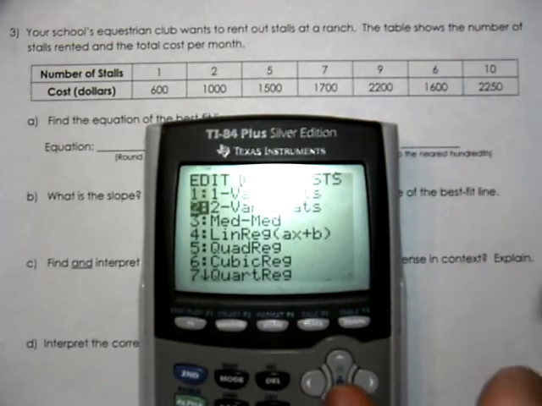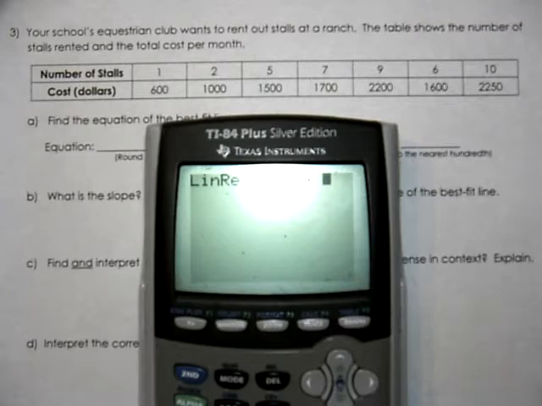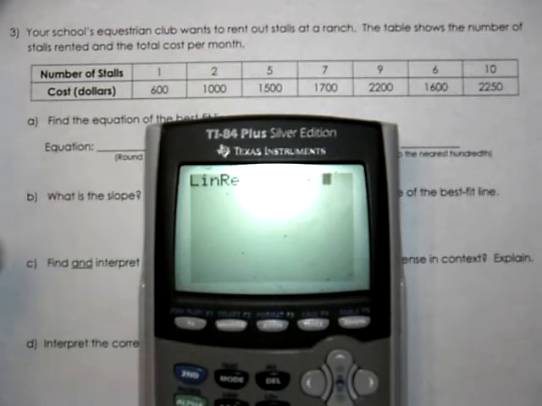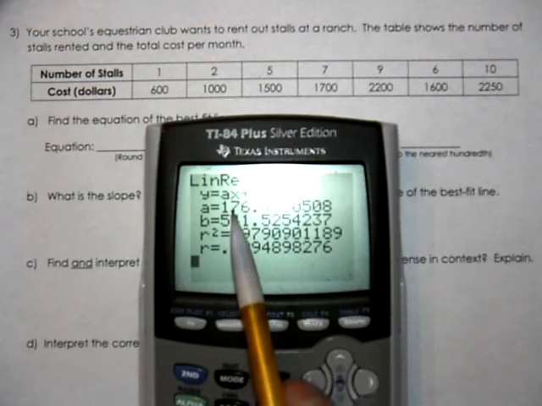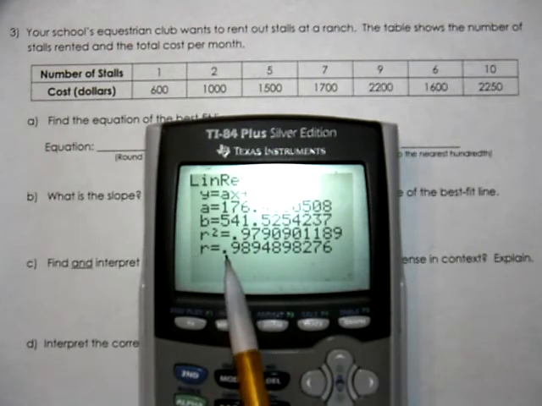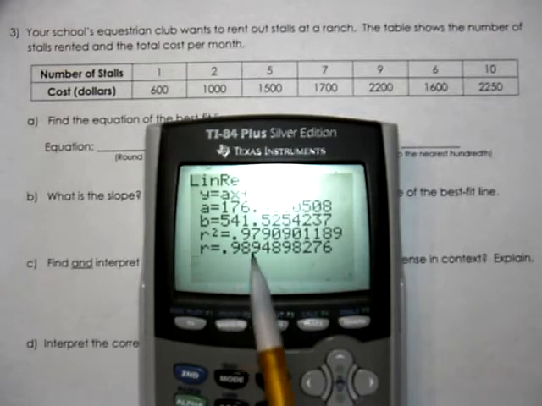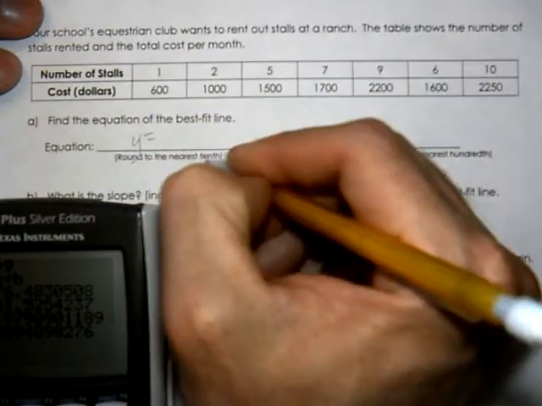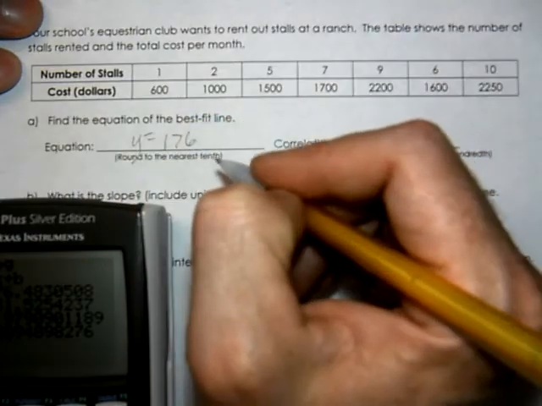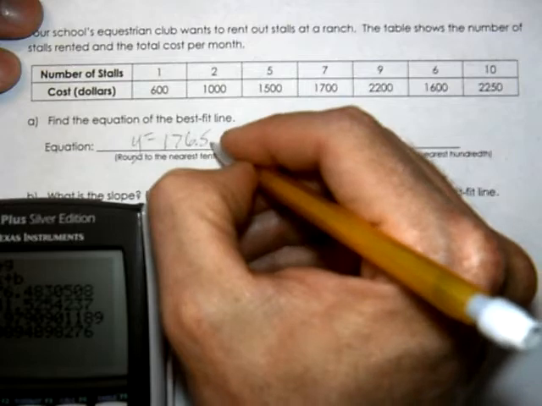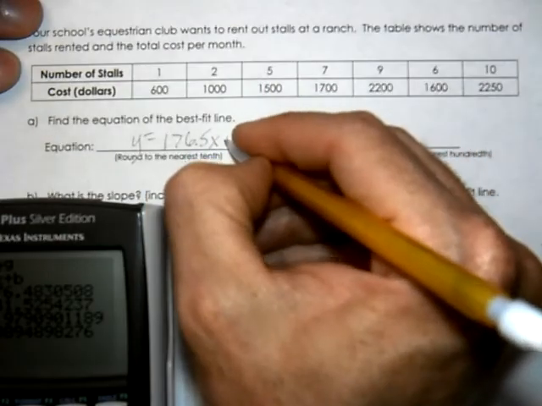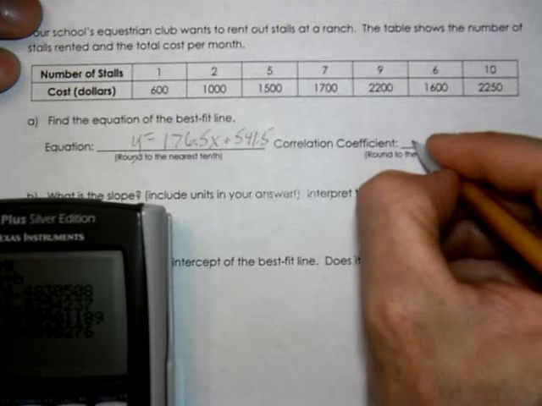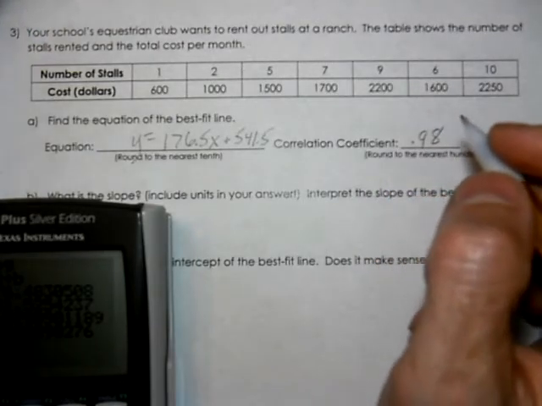And then you go back to Stat, over to Calc, down to Linear Regression. Your screen might look a little different than this, but by hitting Enter, we can see what the slope would be, what the y-intercept would be, and what the correlation coefficient would be. So I see, rounding to the nearest tenth, that would be $176.50 for every x, which is the number of stalls, plus 541.5, and the correlation coefficient is 0.98, which would be a pretty strong correlation.